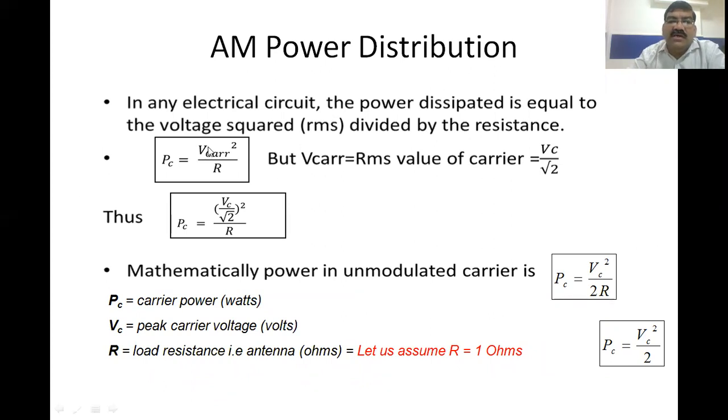So here the carrier frequency signal is Vc carrier. So the power is Vc by R, and the RMS value is Vc by root 2. So this way, (Vc by root 2) square, whatever the carrier power, it is Vc square by 2R. This is the very simple and basic formula. And if we assume that the resistance is 1 ohm, then you can replace R by 1 ohm. If it is not given in some numerical, then you can use this formula.